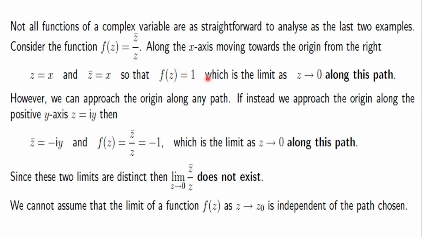If you follow it along this path, you will get 1. If you follow it along this path, the negative, you will get -1. Along the x, z is x. Along the y, z is iy. Let me make it clear so that you will get it. z is always x plus iy.